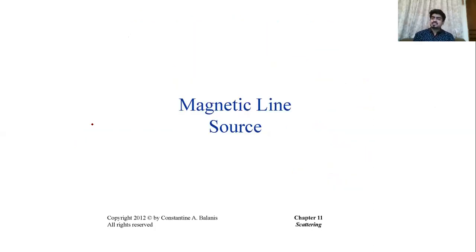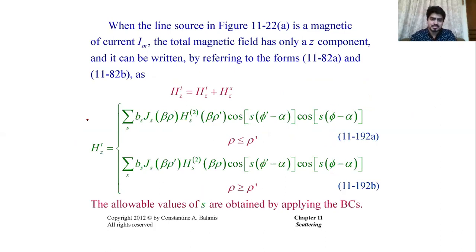Now, next thing is the magnetic line source. We have derived all these things for the electrical line source. We can follow the same procedure for the magnetic line source. So now in the case of the magnetic line source, we'll start with Hz. This is the total Hz. Again, we know that it will be similar to Ez, now instead of Ez it is just Hz, and instead of the sine function, now you have a cosine function.